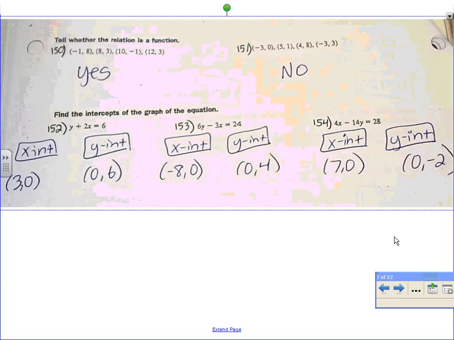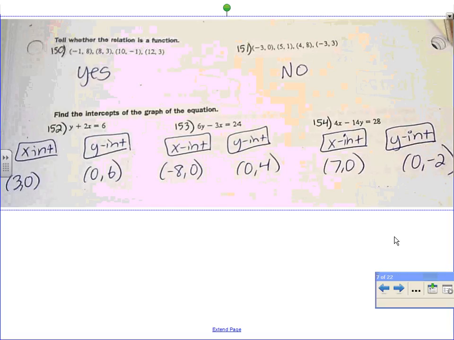All right, 150 is yes, 151 is no. 152, the x-intercept is 3, 0, y-intercept is 0, 6. 153, x-intercept is negative 8, 0, y-intercept is 0, 4. 154, x-intercept is 7, 0, y-intercept is 0, negative 2. Nathan S?